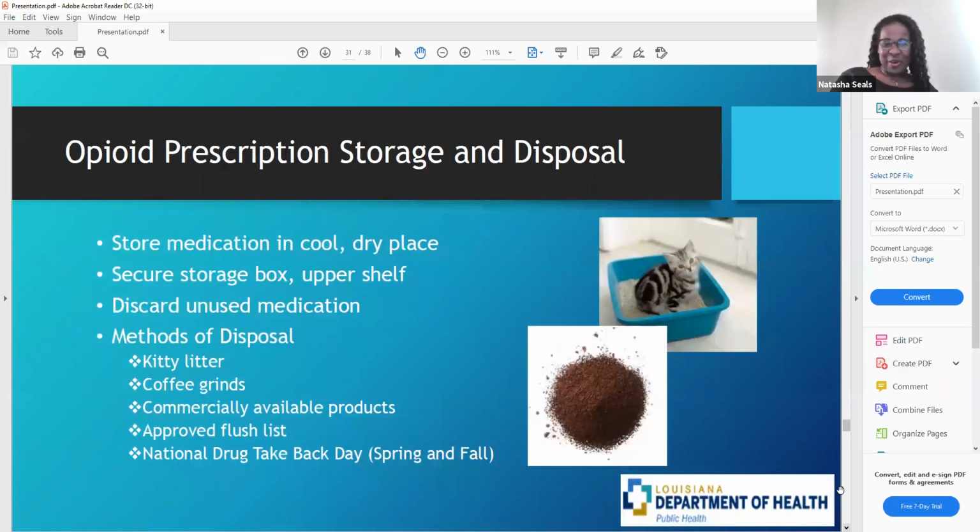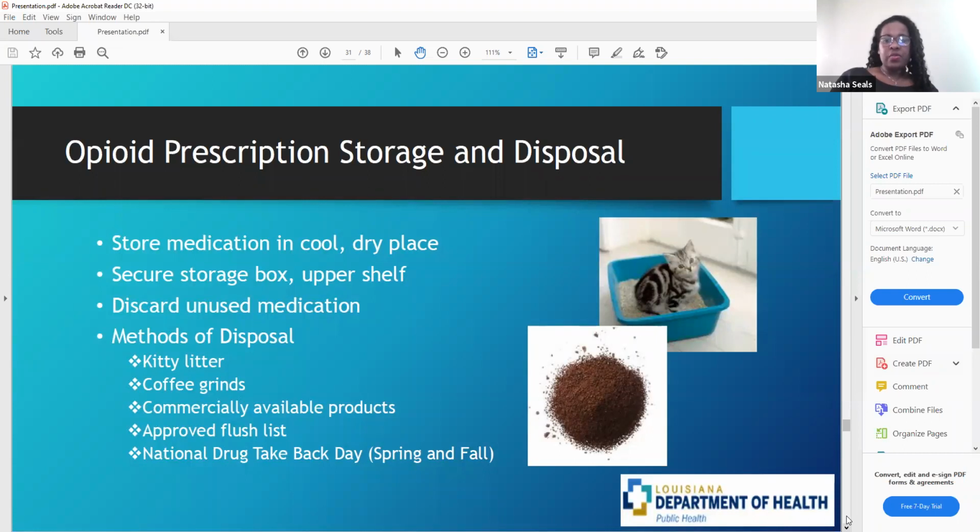So we're almost there. We're going to take a moment to talk about proper storage and disposal. Store medication in a cool, dry place. Make sure you secure it in a storage box, kind of like on the upper shelf away from other people. Discard your unused medication. Proper discarding is key because it reduces the risk of accidental poisoning, misuse, and overdose. Proper disposal saves lives and it protects the environment.